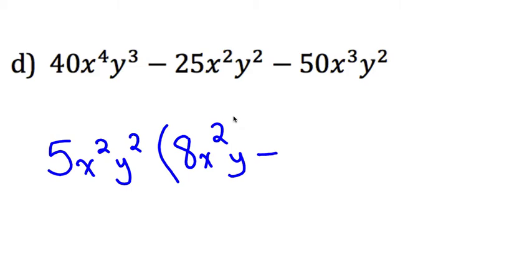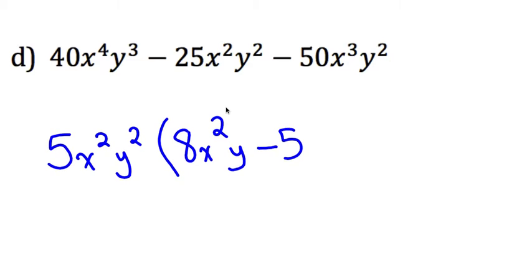25 divided by 5 is 5. And then x squared, I took the x squared out, so no x's left. Started with y squared, I took the y squared out, so no y's left. So all I'm left with there in the middle is just 5. Minus 50 divided by 5 is 10.